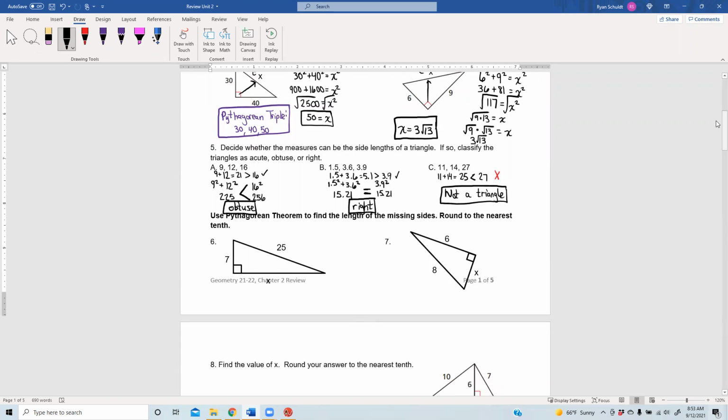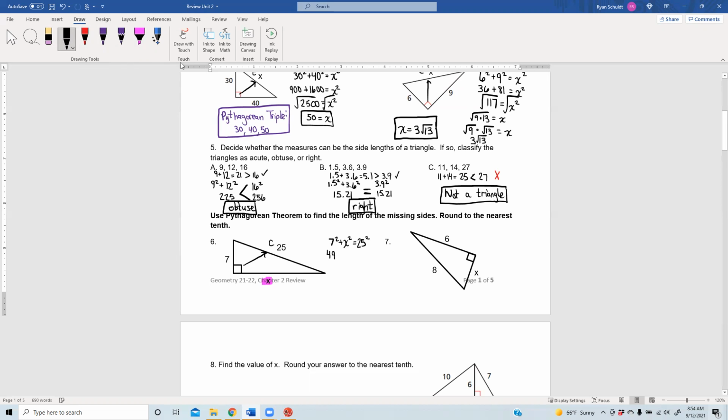Now for 6 and 7, we have to use the Pythagorean theorem to find the length of the missing sides and round to the nearest tenth. So I know you can't really see it on number 6, but our X is down here. So remember, we want to label our C. There's the C. It's what goes by itself. So we're going to do 7 squared plus x squared equals 25 squared.